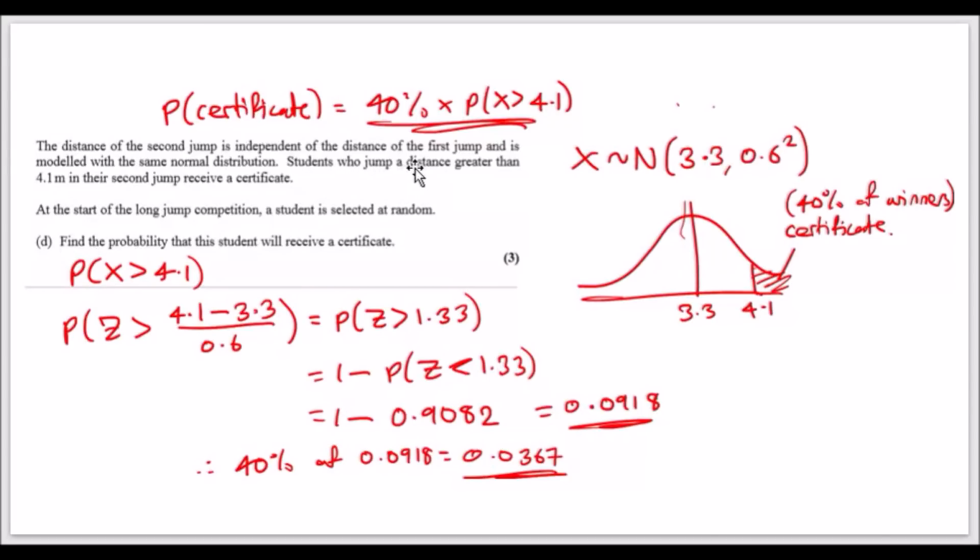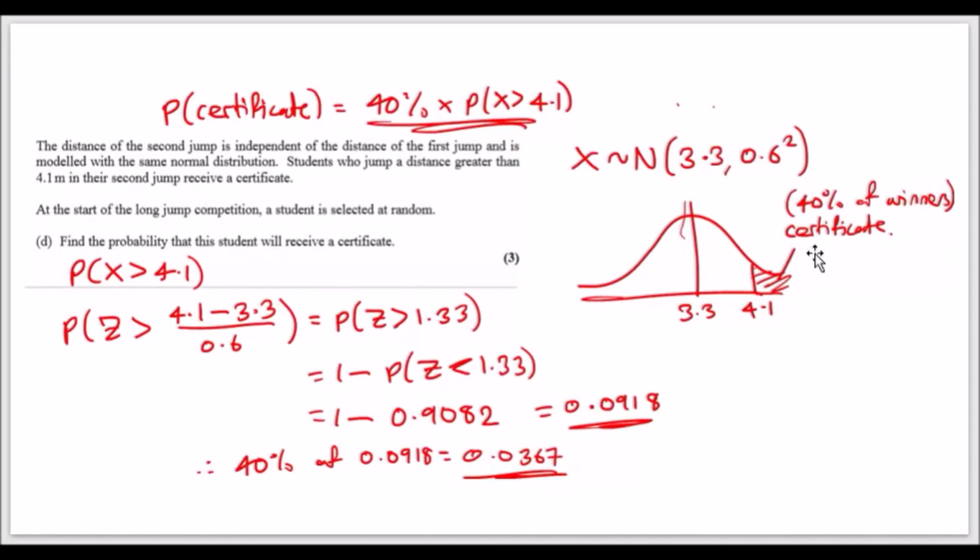Students who jump a distance greater than 4.1 in their second jump receive a certificate. To make this clear, you need to do two things. To get a certificate, you need to firstly be in the top 40% in the first one, and then have a probability greater than 4.1. So this is the objective. In the diagram, it looks a bit like this. So this is the 40% of winners in this group.